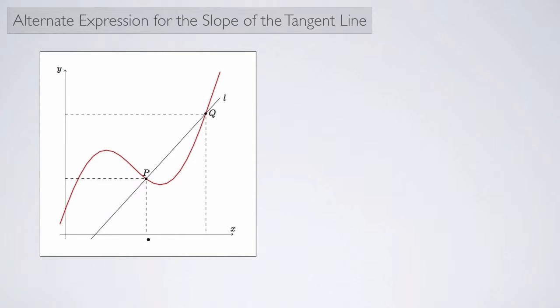Maybe we'll say that point P has an x coordinate of a, which would make this over here f of a, assuming that we have this function f of x here. And then I could call this x coordinate x, and then this would be f of x. The reason I use x here is because I'm thinking of this as a variable. x is the thing that's changing. It's going to get closer and closer to a as Q gets closer and closer to P, and this secant line will approach the tangent line.